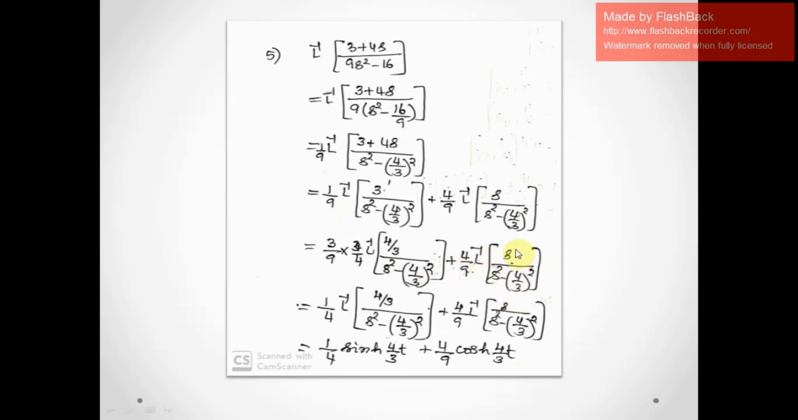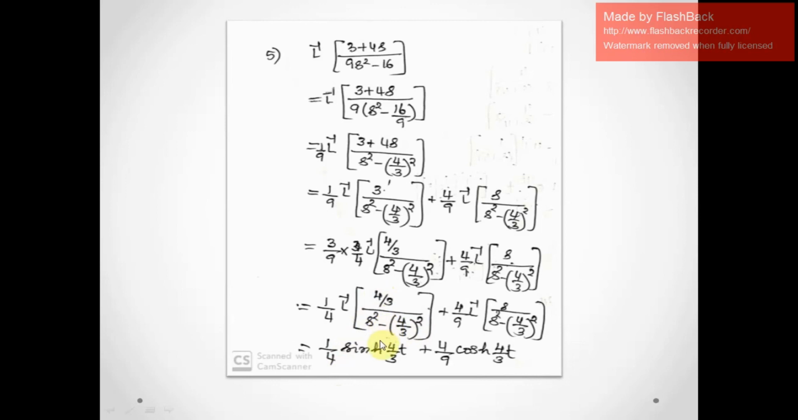There is no problem with this term. We'll apply the inverse Laplace formula here. 3 3s are 9, which gets cancelled with this 9 here, so that I have a 1 by 4. L inverse of 4 by 3 by s square minus 4 by 3 whole square, plus the second term as it is, 1 by 4 a by s square minus a square.